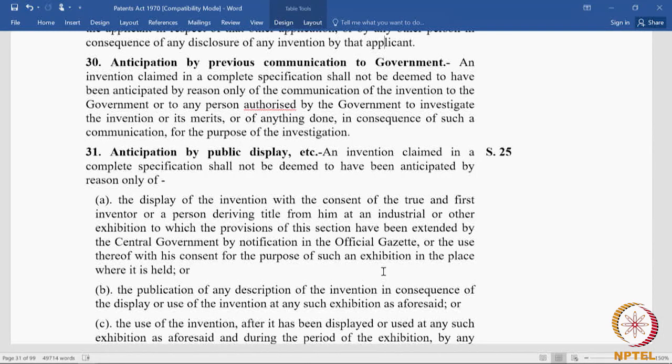Now, we had already mentioned there are 4 types of anticipation. We saw anticipation by prior publication. What are the exceptions to it? Now, section 30 deals with anticipation by previous communication to government. Certain communications are protected.